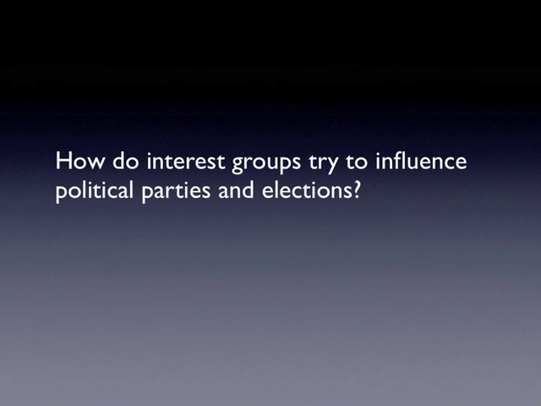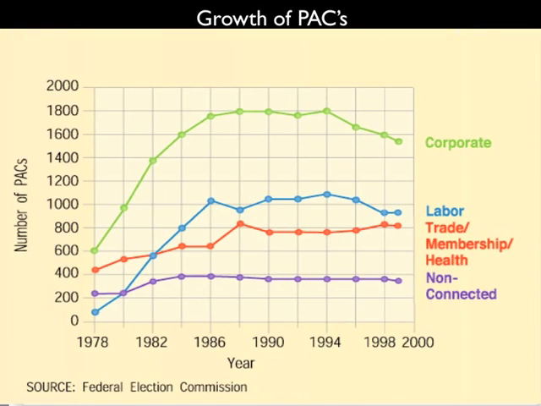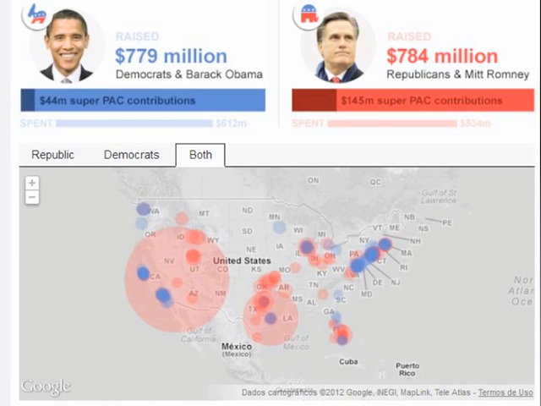How do interest groups try to influence political parties and elections? Political action committees, also known as PACs, raise and distribute money to candidates who will further their goals. Super PACs may raise unlimited sums of money from corporations, unions, associations, and individuals, then spend unlimited sums to overtly advocate for or against political candidates.